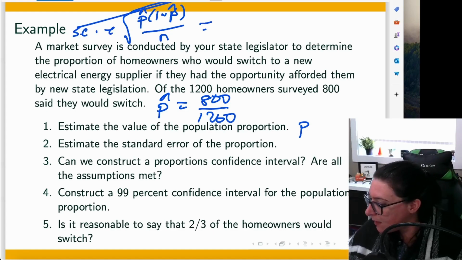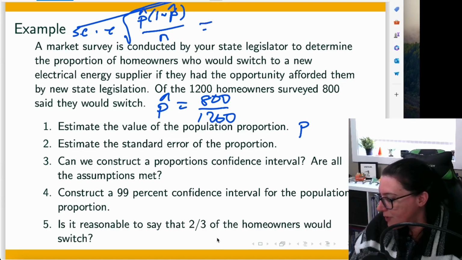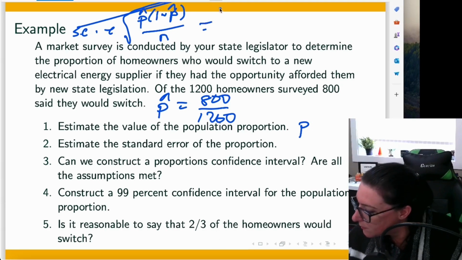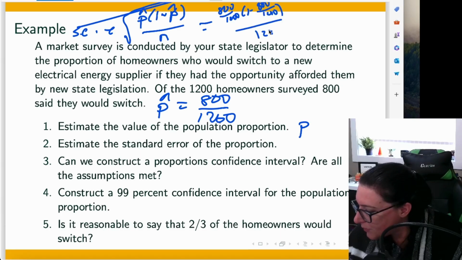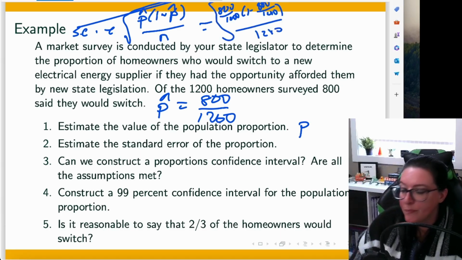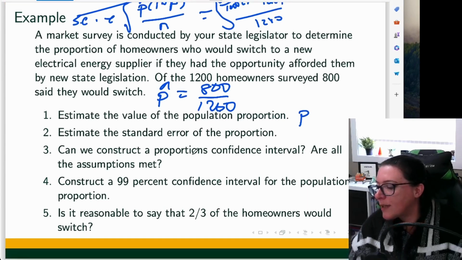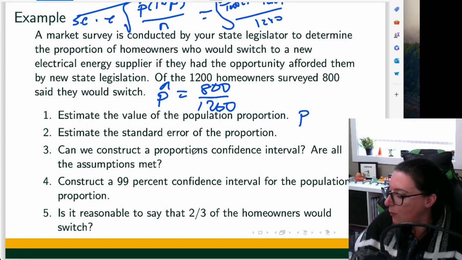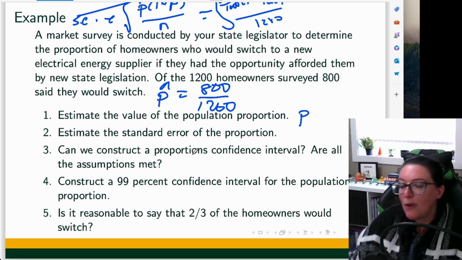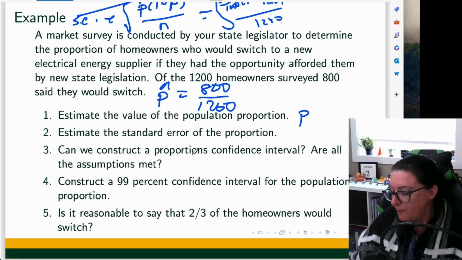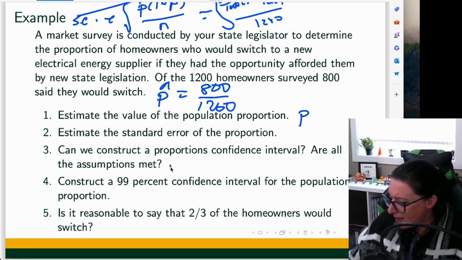Which in this case is going to be our 800 divided by 1200 times 1 minus 800 divided by 1200, divided by 1200, all square root. Okay. And we construct a proportions confidence interval, and we can do that if all the assumptions are met. Well, what were the assumptions? A random sample. We had to have a binomial distribution, and we had n times p hat had to be greater than 10.